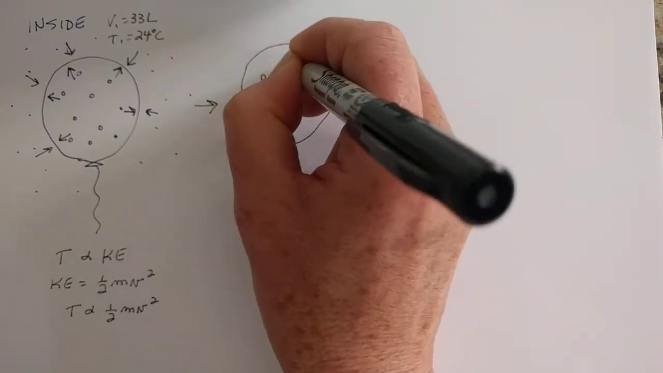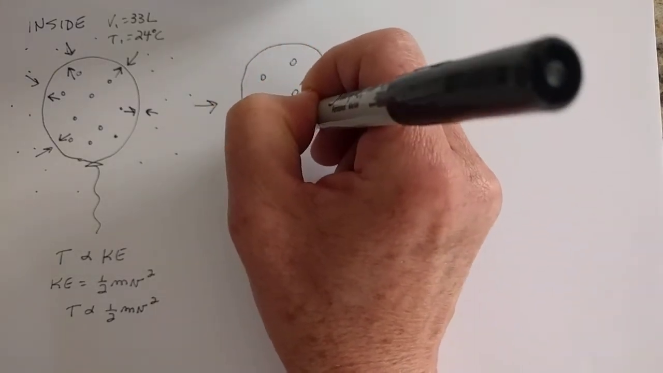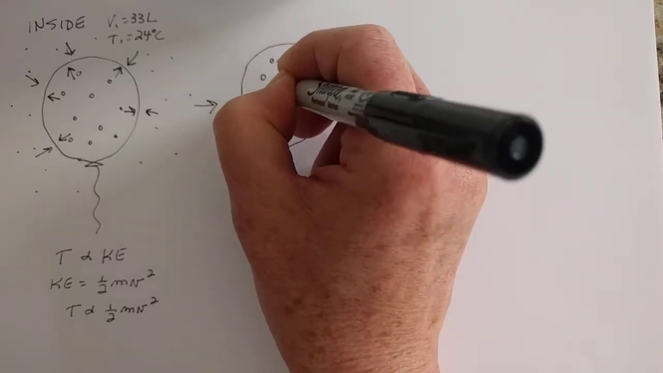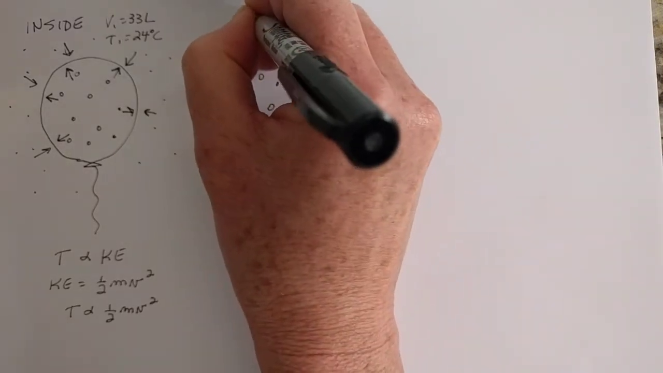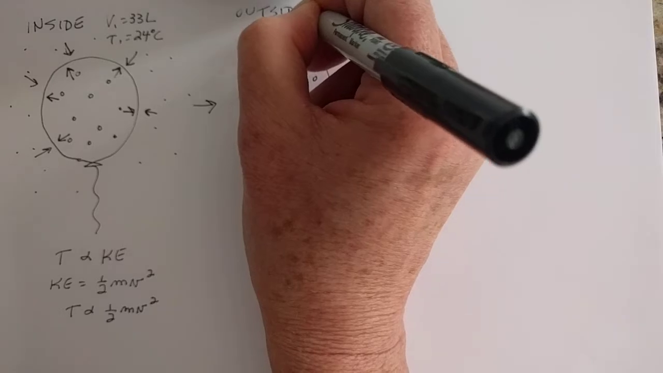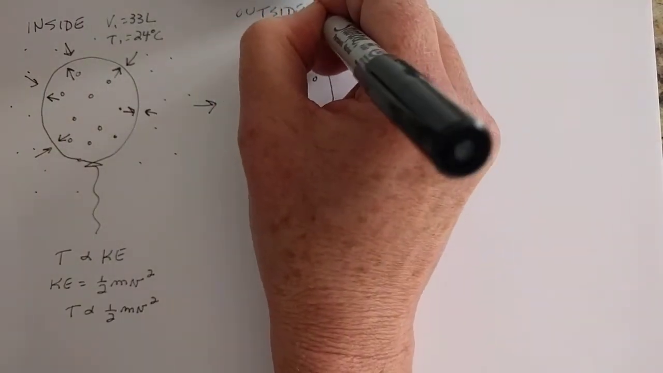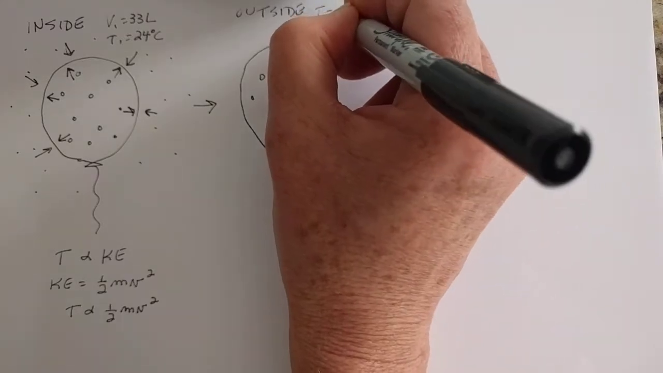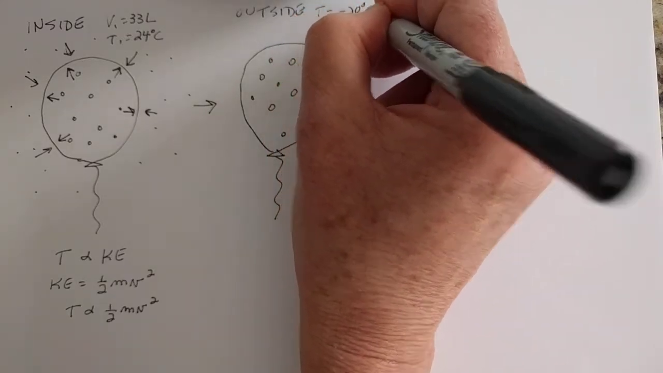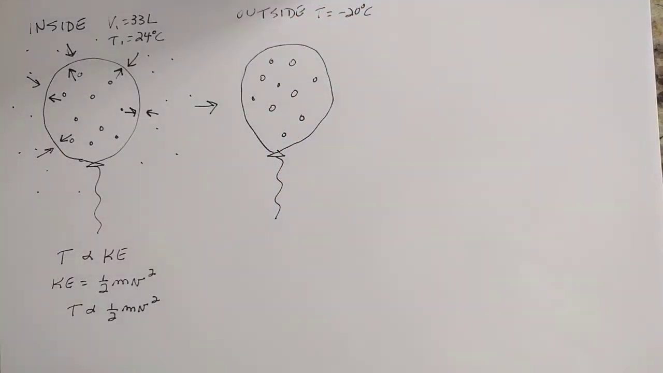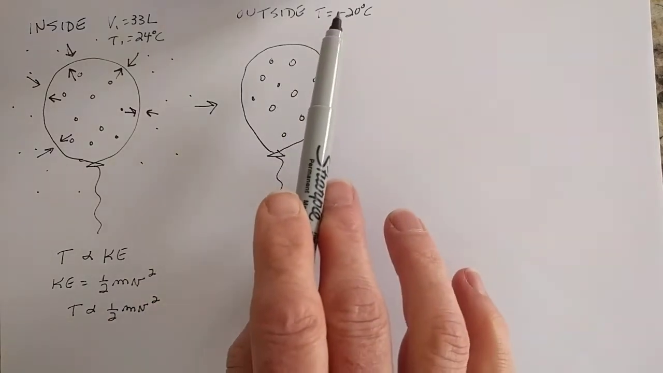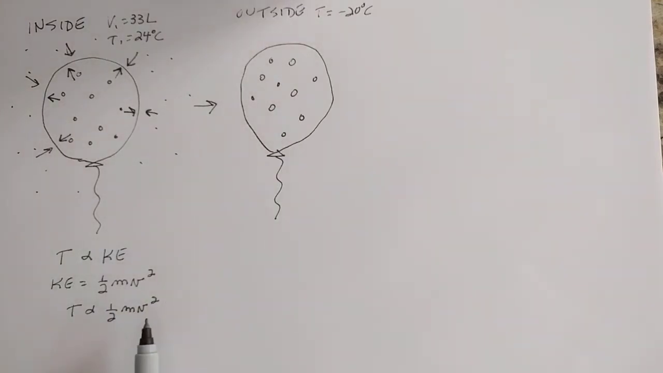Okay, so we have our 10 particles. And now we are outside on a really cold day. So we'll say our temperature equals -20 degrees C. So what does that mean in terms of how fast the particles are traveling?